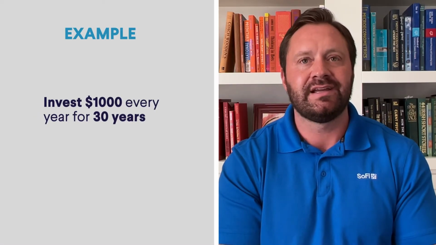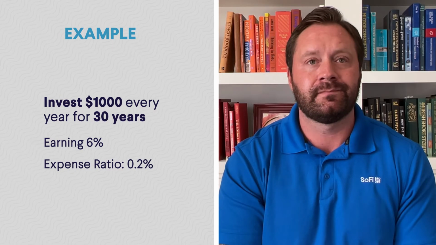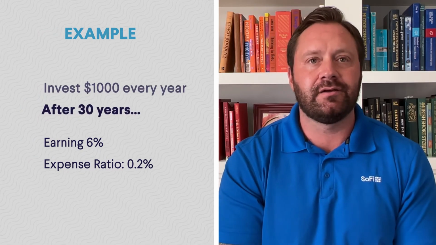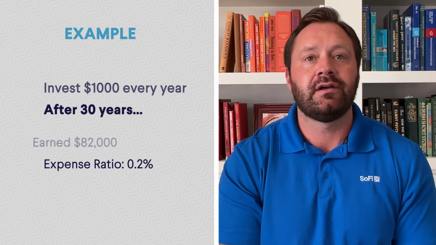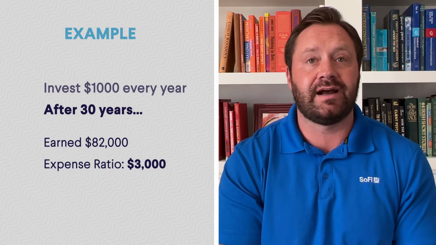So let's say, for example, an individual invested $1,000 each and every year for 30 years, and they earned 6%, and the expense ratio was 0.2%. You fast forward at the end of 30 years, that investor would have earned almost $82,000, and then they would have spent about $3,000 on the expense ratio.